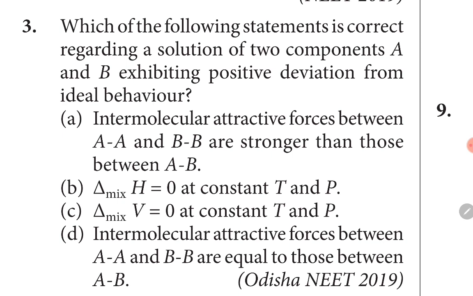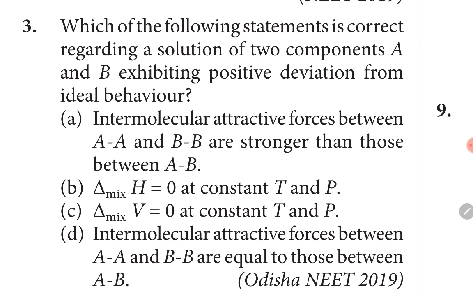Guys, in option A, it has been given that intermolecular attractive forces between AA and BB are stronger than those between A and B. So guys, in summary, positive deviation is also known as minimum boiling azeotrope. Positive deviation implies that vapor pressure is more in comparison to Raoult's law. And guys, positive deviation का मतलब ये है कि जो two liquids हैं उनका attractive force आपस में बहुत कम है in comparison to the attraction with themselves.